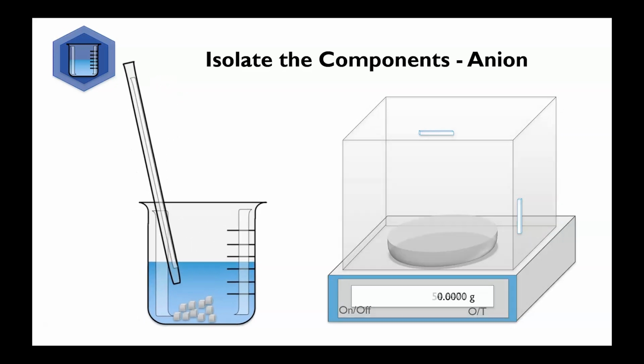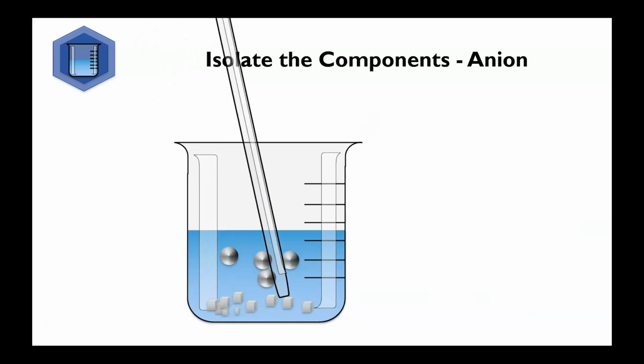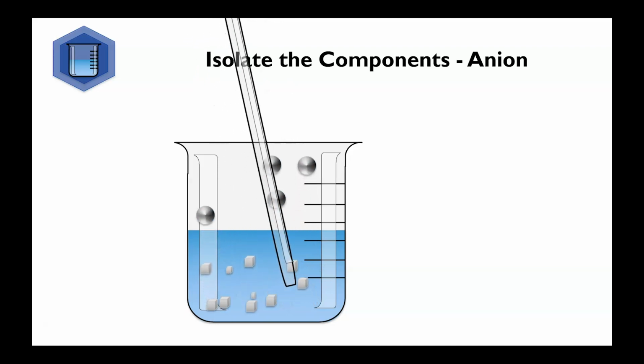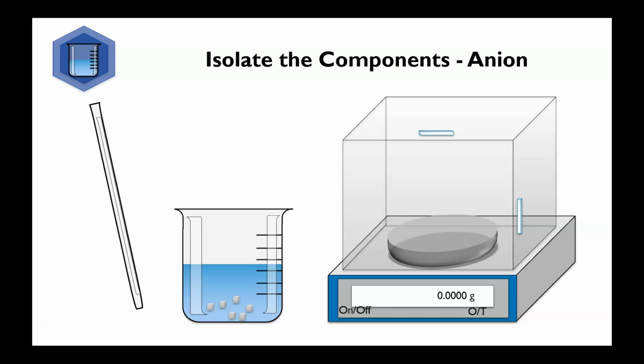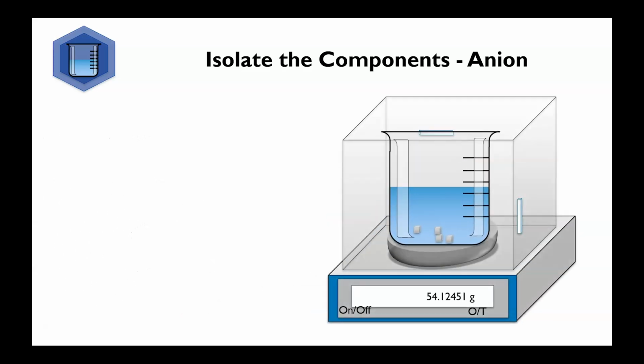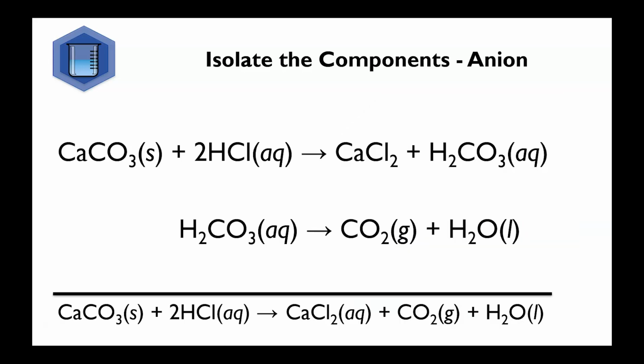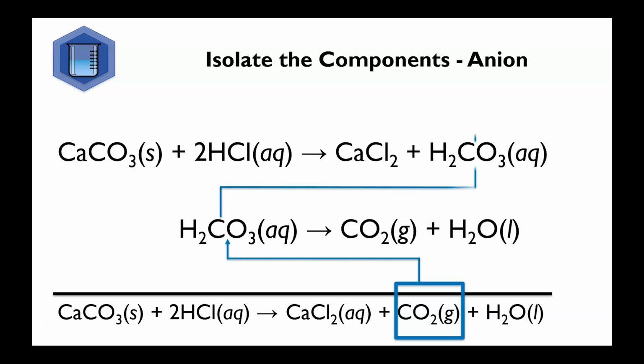We start with the initial mass, run the reaction, and measure the mass of the remaining solution. Any mass difference is due to the release of carbon dioxide gas. So, working backward through the stoichiometry, we can determine the amount of carbonate present in our original sample.